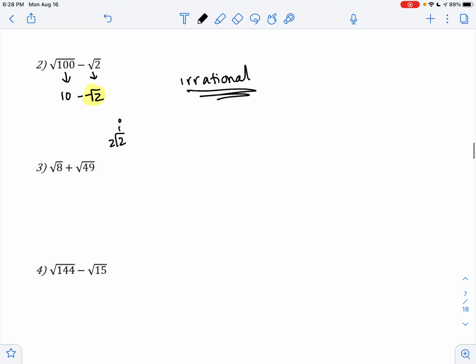For example 3, I have the square root of 8 plus the square root of 49. If I do birthday cake for 8, the smallest prime number that goes into 8 is 2. 2 goes into 8 4 times. The smallest prime number that goes into 4 is 2. 2 goes into 4 2 times. The smallest prime number that goes into 2 is 2. 2 goes into 2 1 time. When you get to 1, you're done. This is the candle to your cake.